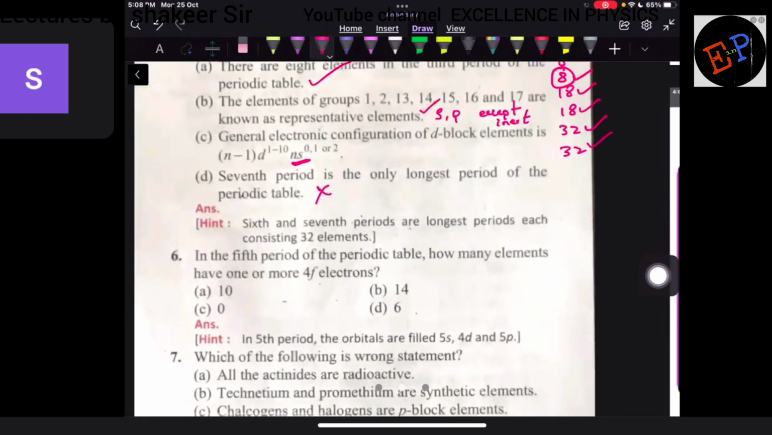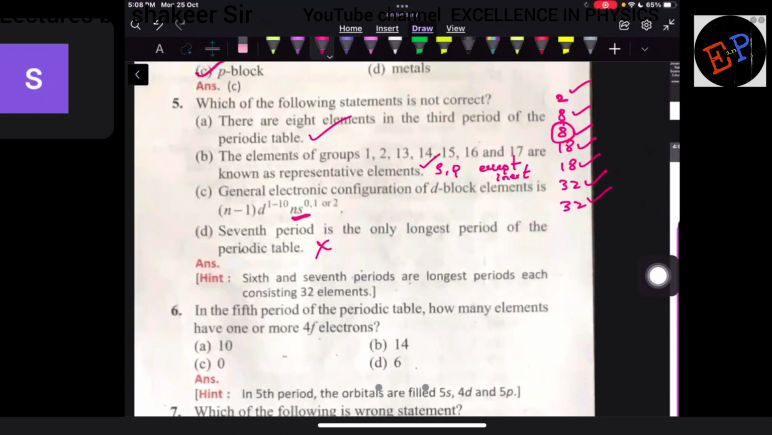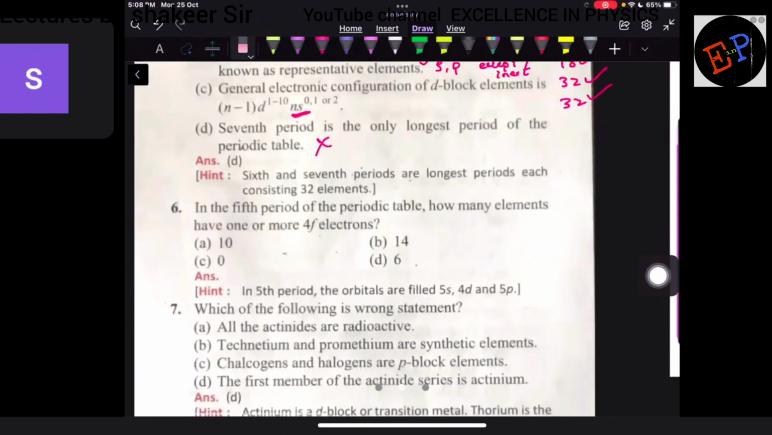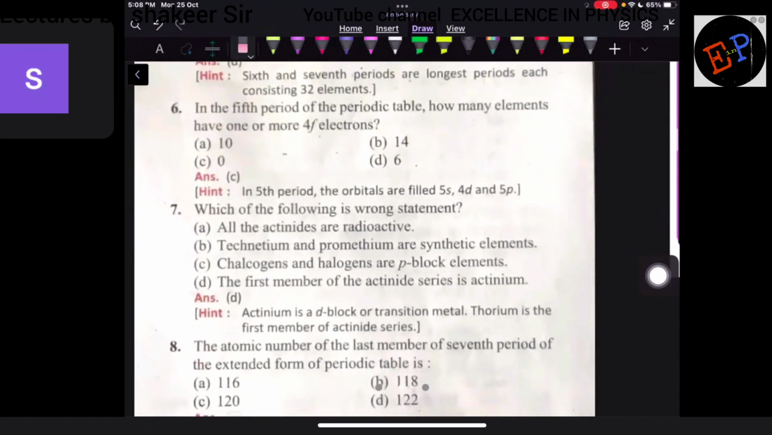So therefore, which question are we doing? The answer for this one is D. Seventh period. Next one we are doing, the answer is C. So there are no elements which have 4f electrons in the fifth period. Are you able to understand now?